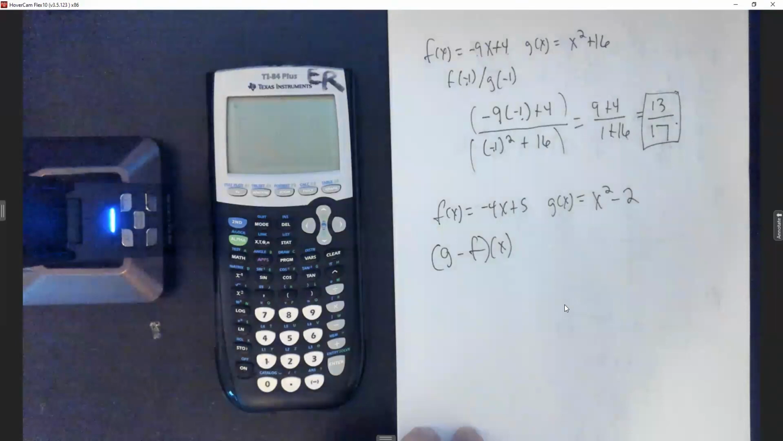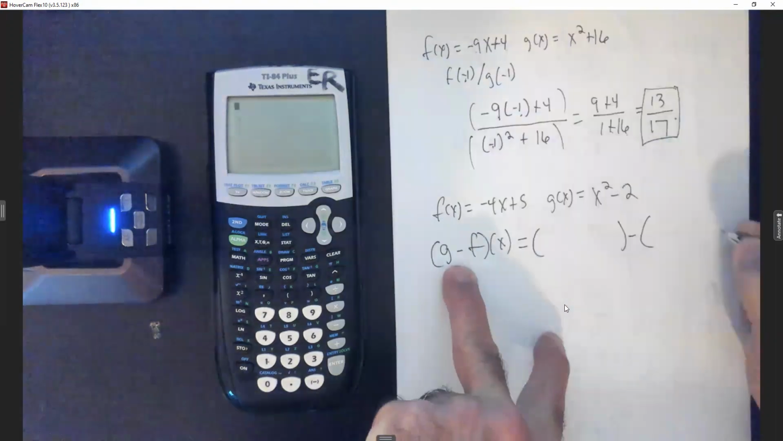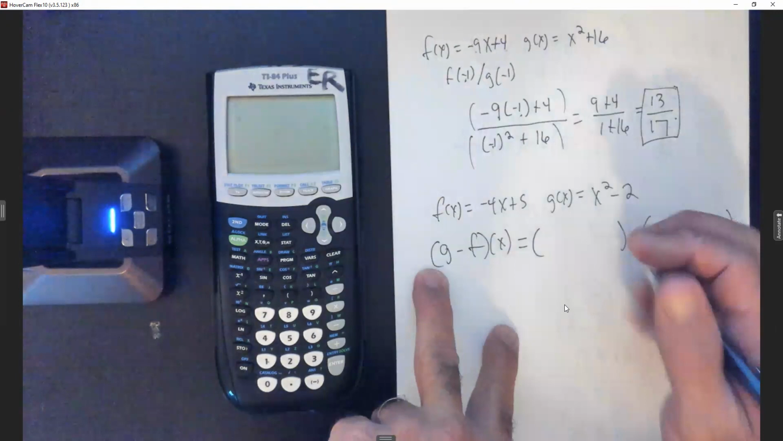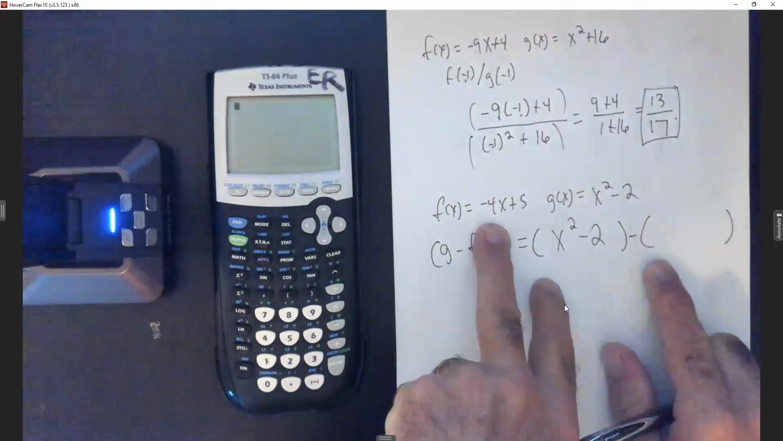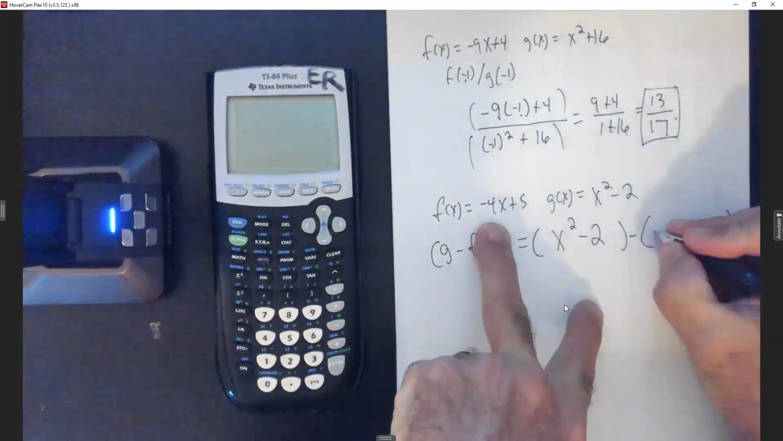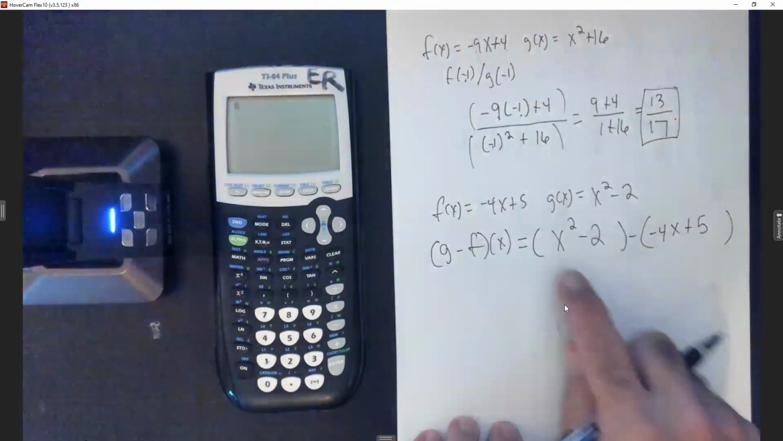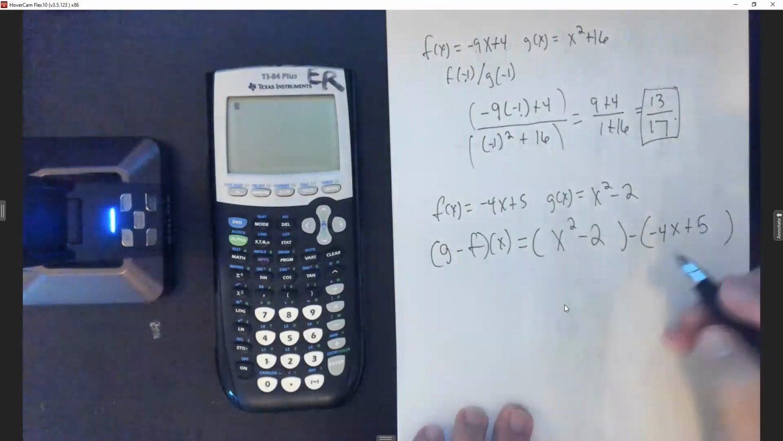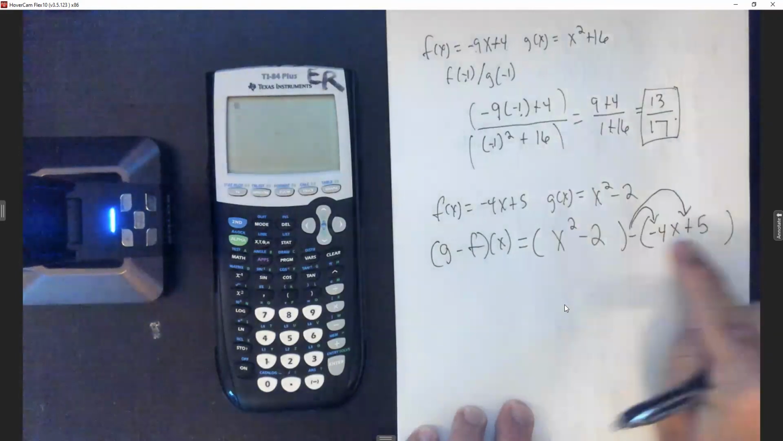So g minus f, anytime I got subtraction, I put both of those in parentheses when I first start. So since the g is first, I'm going to put the g here first, which is the x squared minus 2. And then the f, which was second, will be a negative 4x plus 5. Sadly, we can't do these problems on the calculator because of the variables. So what we got to do, since you're subtracting, the first thing to do is drop all the parentheses and distribute that negative through both of these in the second parentheses.